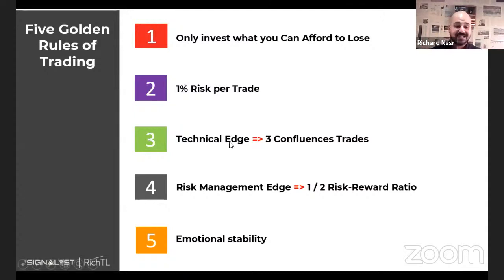Trick number three, when you know that you win more when you win than you lose when you lose, you also feel good about your trade. So even if you lose this one and you win the next one, overall your account is going up. So these three are very important for you to be emotionally stable.